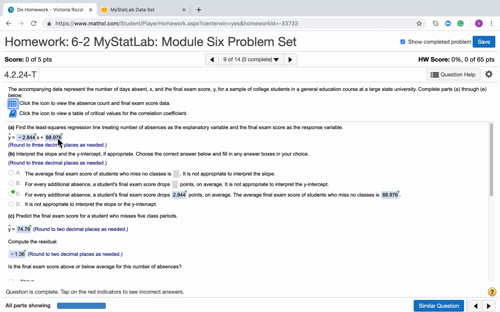Now the intercept is the point 0 comma this number. That's what an intercept is. It's always an x value of 0. So the person who misses 0 classes would on average earn 88.976.